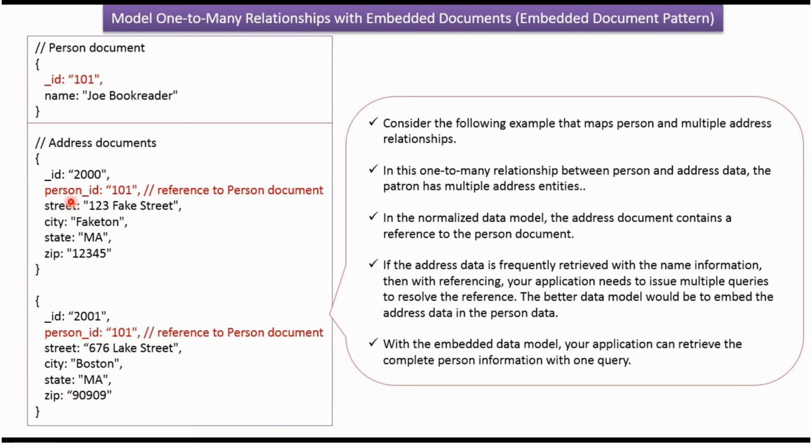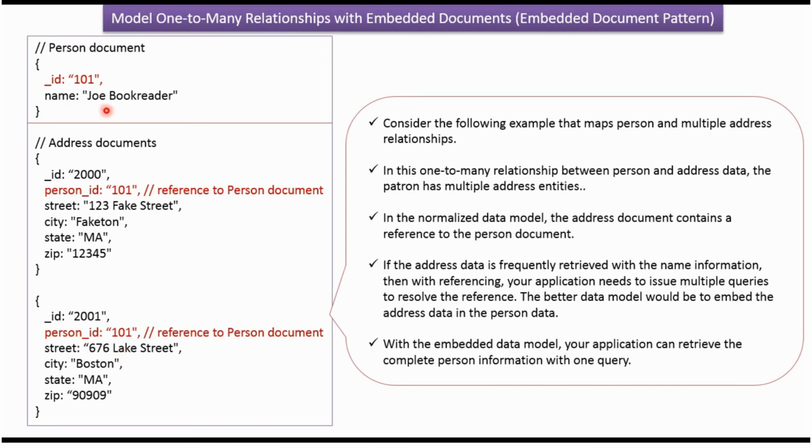And also it has a person_id, which points to the primary key of the person document, basically a reference to the person document. In that way we can know for this person these are the related addresses. So this is the example of a one-to-many relationship, and this is the normalized data model.